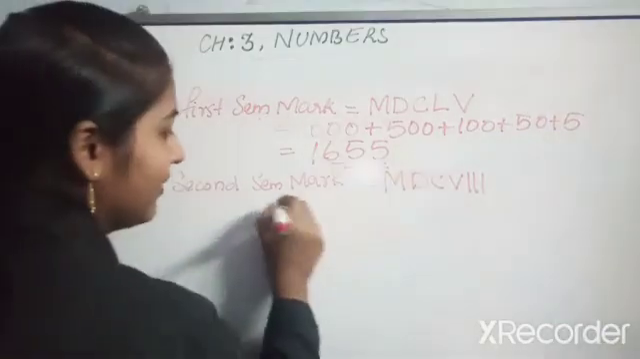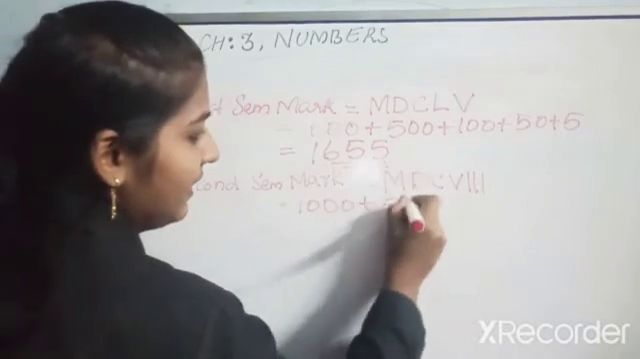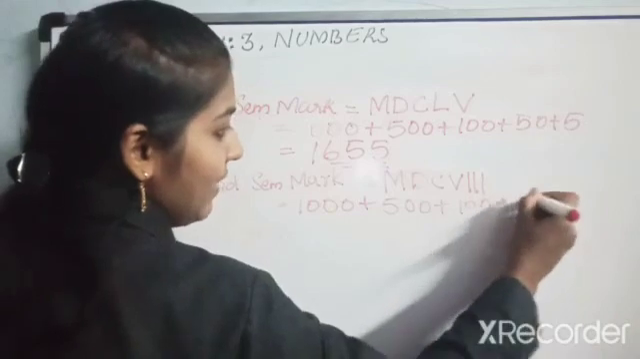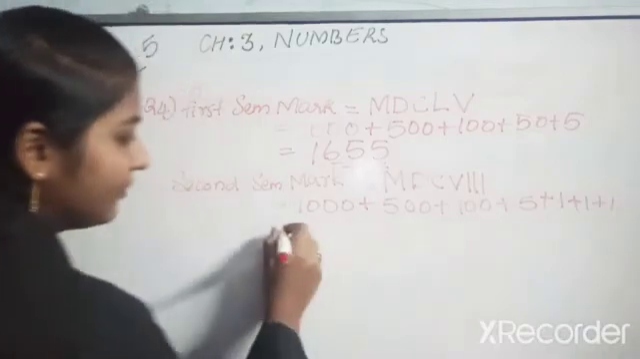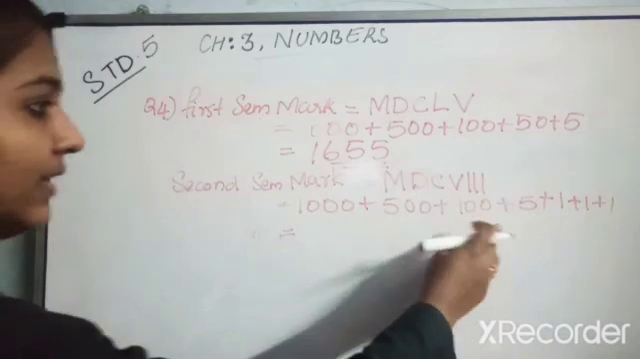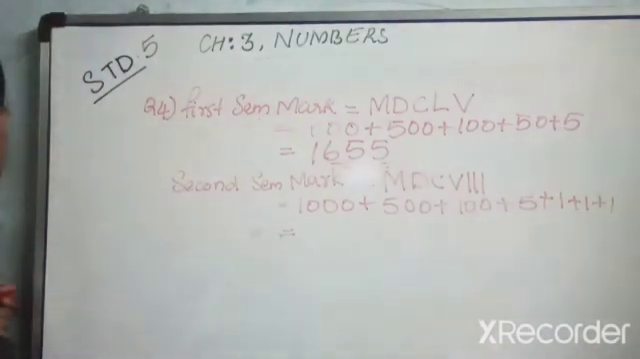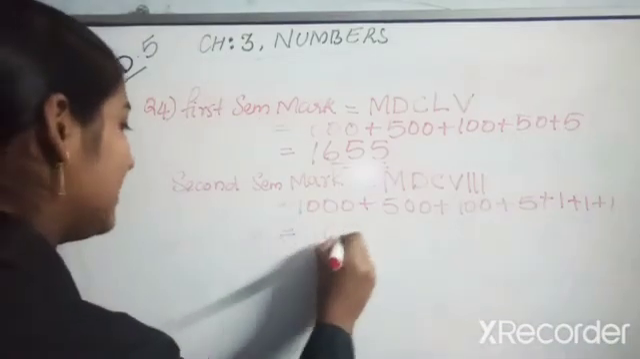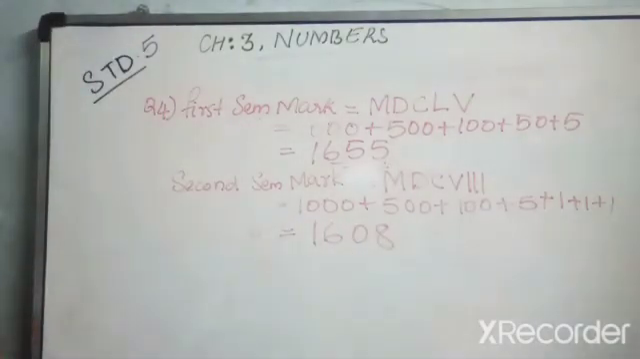Now second semester mark we will find out. M for 1000 plus D is 500 plus C is 100 plus V is 5 plus then I for 1, that is 1 plus 1 plus 1, which is equal to 1500, 1600, plus 5, 1605, 6, 7, 8, 1608. That is 1608 is the mark. Okay, 1608.